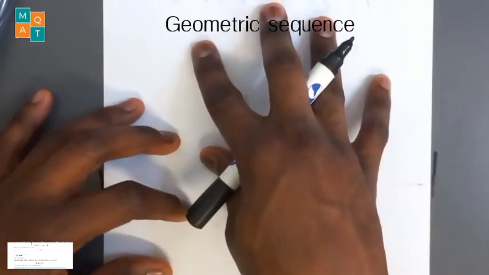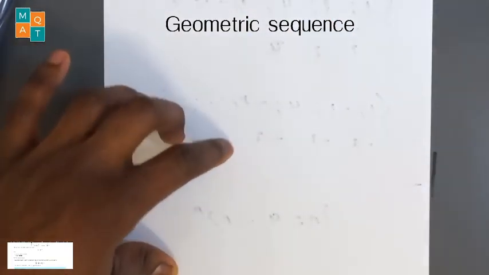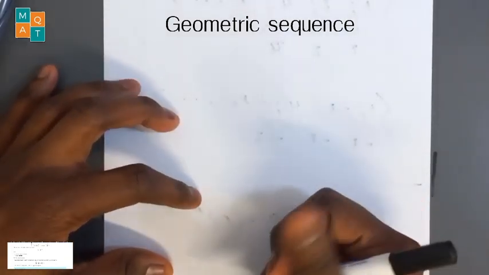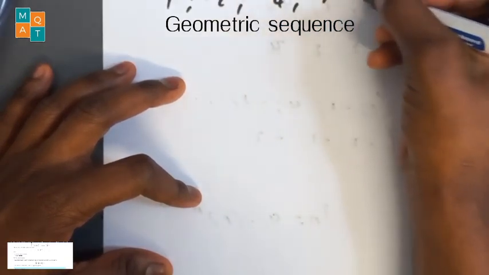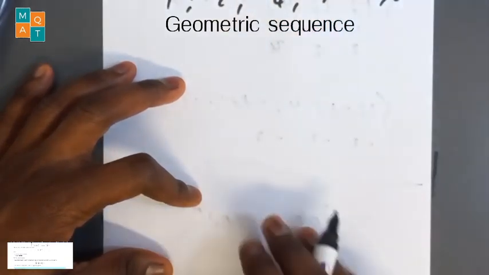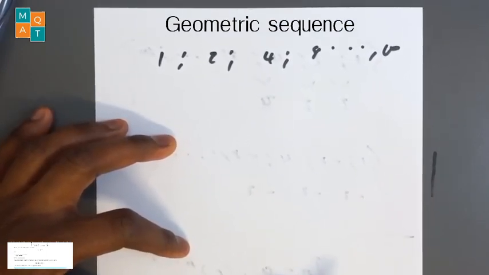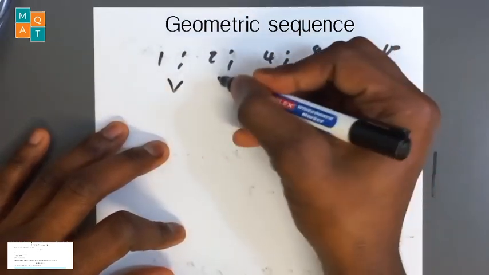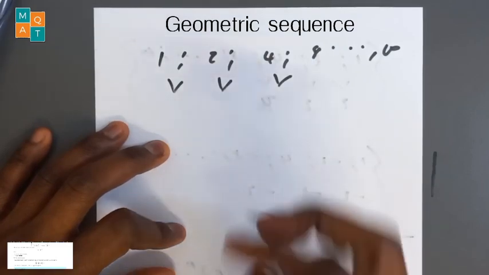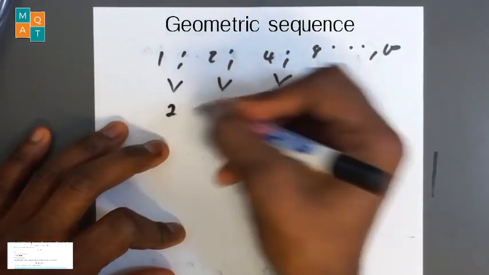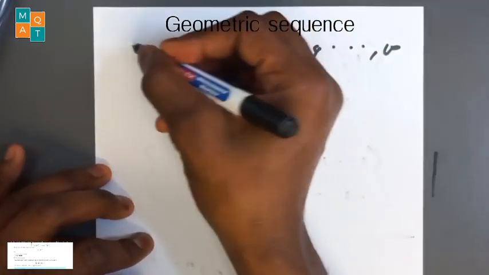Now, this is video number 3 of geometric sequences, and we're going to be looking at examples of a geometric sequence. Let's look at the previous example that we've had: 1, 2, 4, 8. And we have also said that if you take the next term divided by the previous term and you find the same value, then that sequence is geometric. So 2 divided by 1 is 2. 4 divided by 2 is 2. 8 divided by 4 is 2. So this is a geometric sequence.